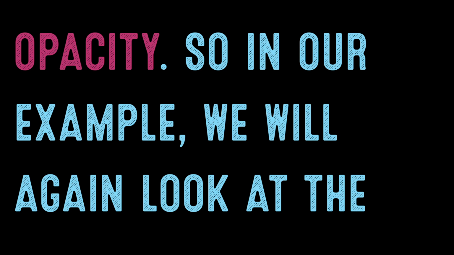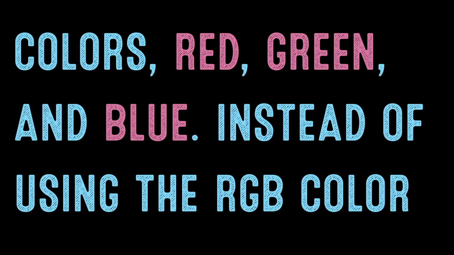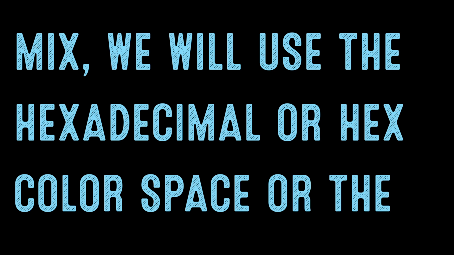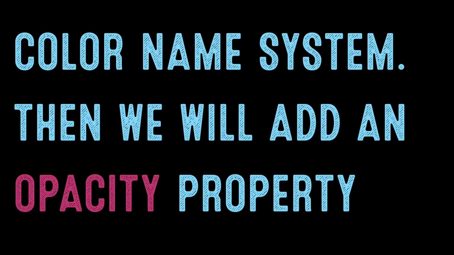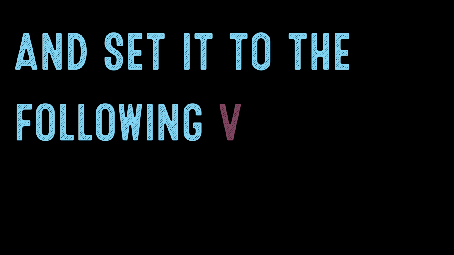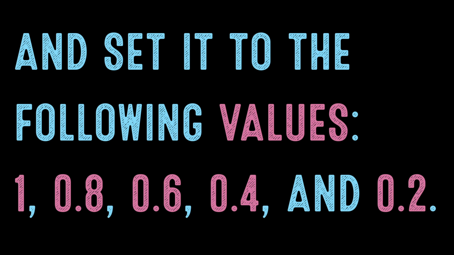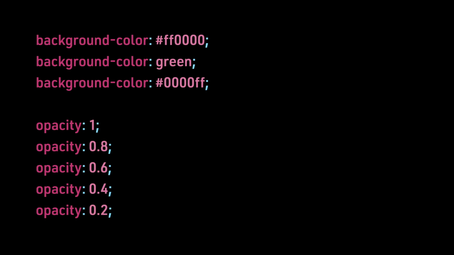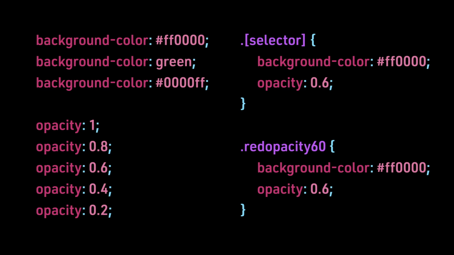So in our example, we will again look at the colors red, green, and blue. Instead of using the RGB color mix, we will use the hexadecimal or hex color space or the color name system. Then we will add an opacity property and set it to the following values: 1, 0.8, 0.6, 0.4, and 0.2. Let's take a look at the CSS. For the color green, we are using the color name instead of the hexadecimal color code.